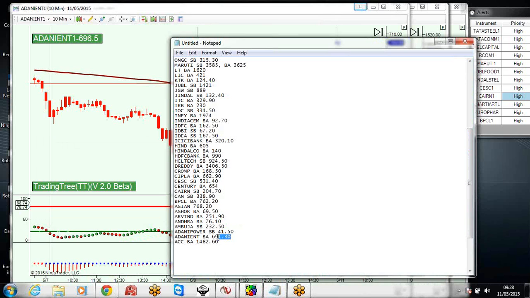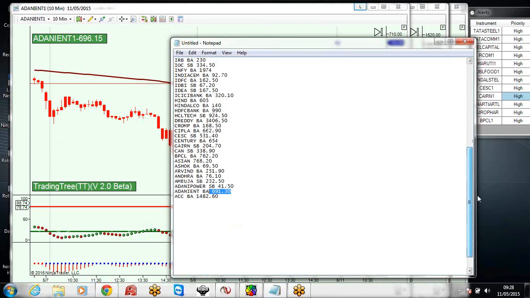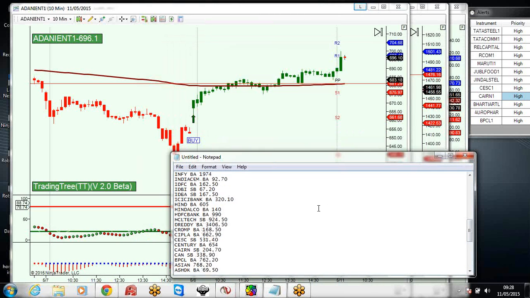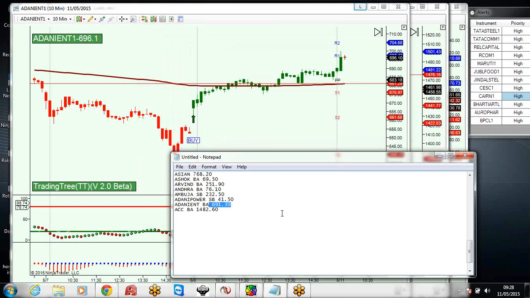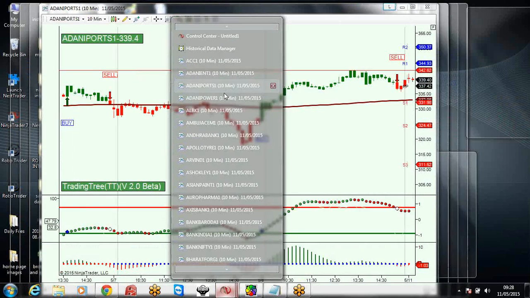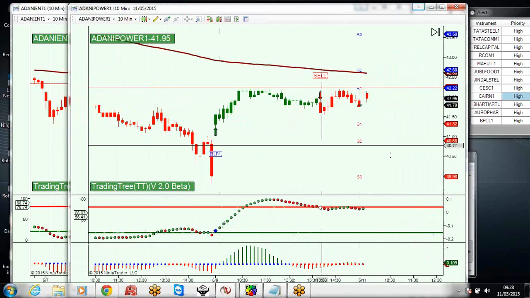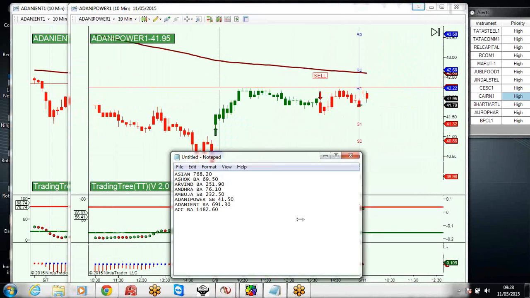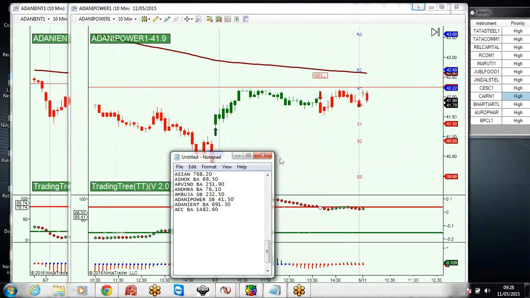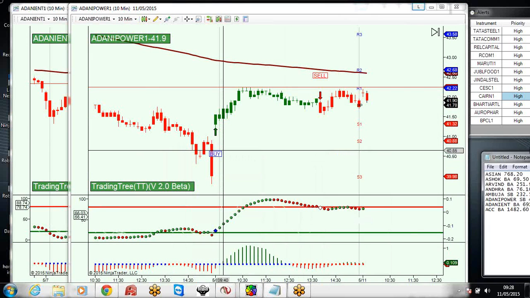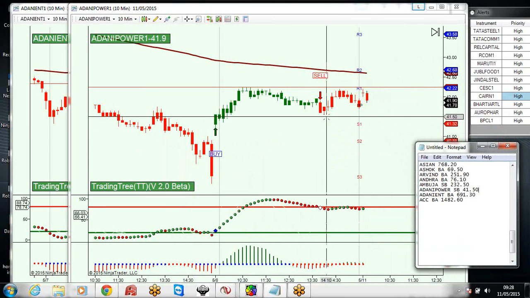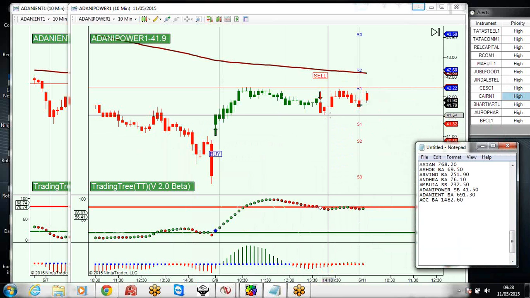So Adani Enterprises 691 was a buy for us. It's now at 696.10. Adani Power, we had a sell. So we will be shorting this below 41.50.